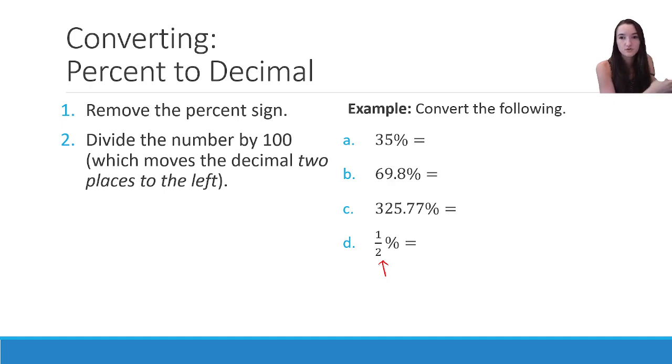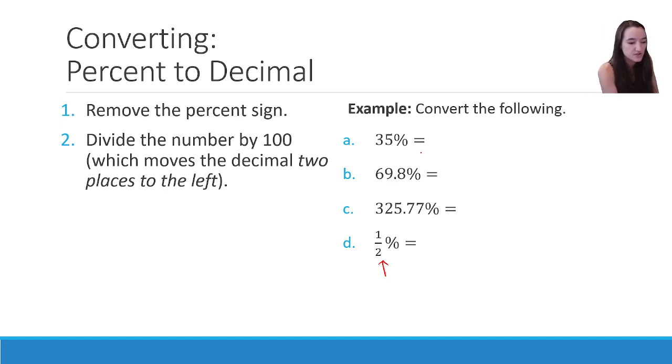So if I want to go from percent to decimal, I just remove that percent sign and divide the number by 100, which is equivalent to moving the decimal 2 places to the left. So basically, I'm just doing the reverse. I'm moving in the other direction.